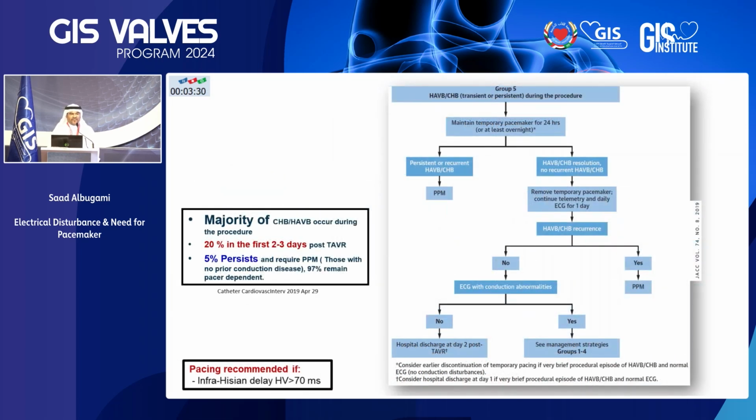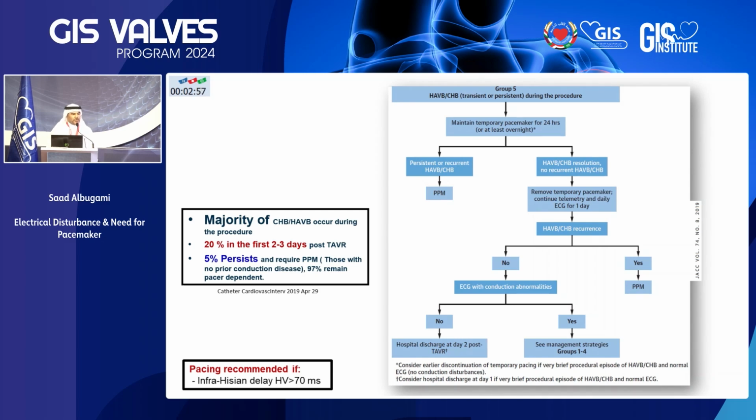So group 5 patients are those who develop complete heart block during the procedure. 5% of those patients will have persistent complete heart block, and they should be offered a pacemaker before their discharge. If this resolves, then you need to monitor the patient for 2 days in hospital. If it resolves, then you probably will study this patient with an EP study or prolonged outpatient monitoring with intracardiac device monitors to see if they develop a progression of their conduction disease.